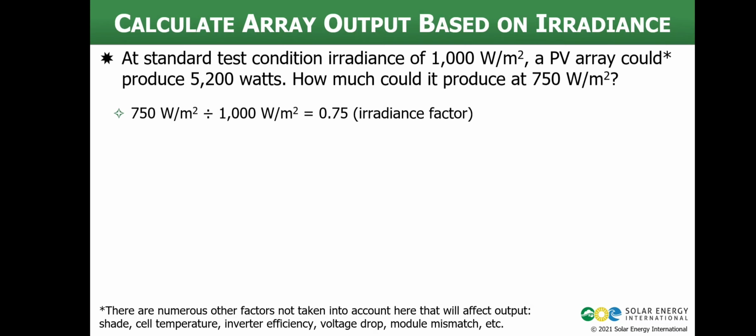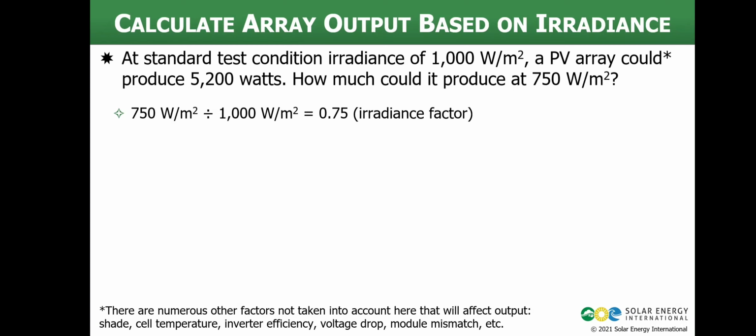Whatever the irradiance is, just move the decimal over 3 places and you've got your irradiance factor. So 750, easy, move it over 3 places and you get 0.75. If it was 600, move it over 3 places and you get 0.6, or you'd have 60% of the standard test condition irradiance. If it was 1,200 watts per meter squared, you'd still move it over 3 places and you get a 1.2 irradiance factor, because the irradiance would be greater than standard test conditions.